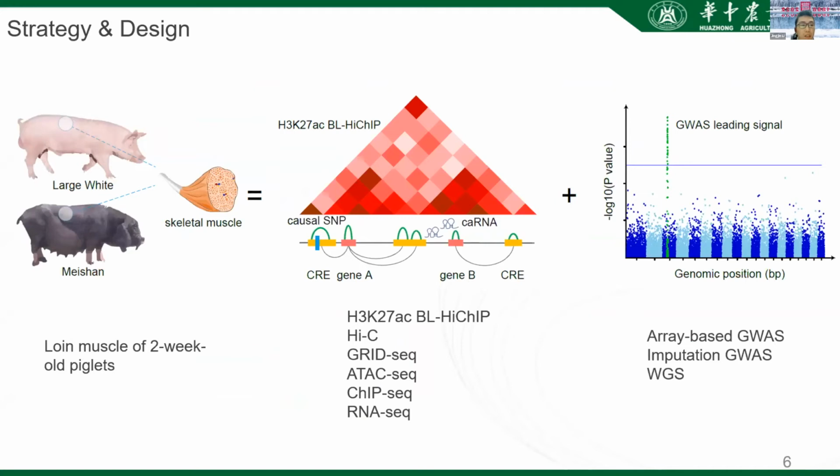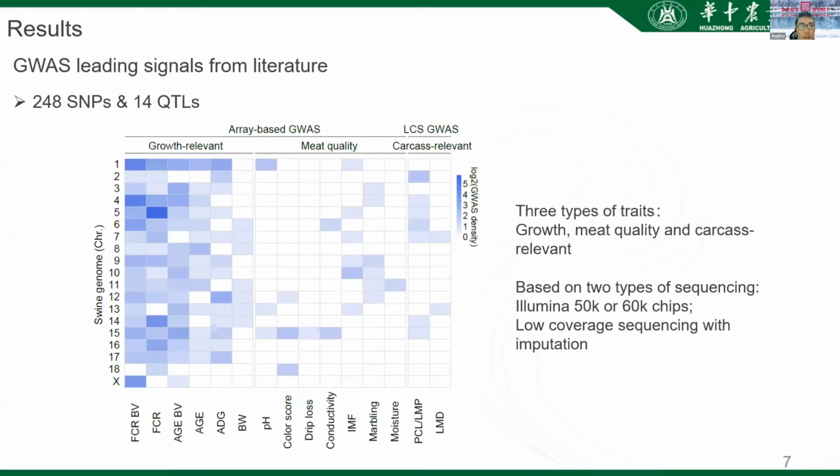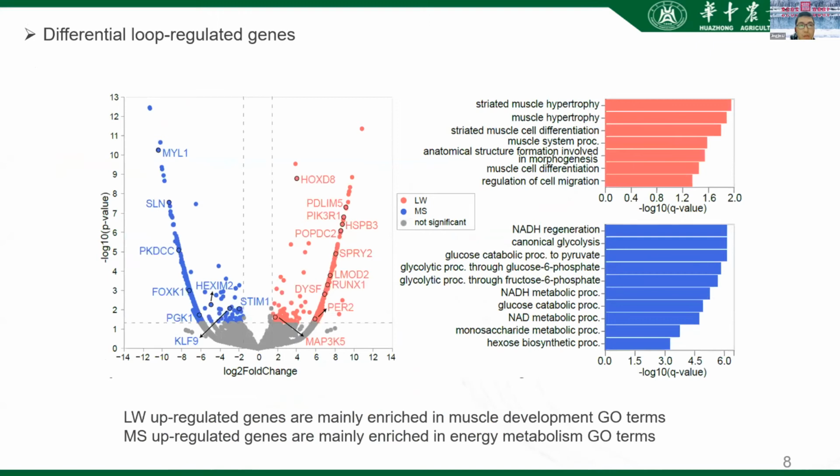We collected loin muscle from Large White animals, and we performed all these epigenetic experiments. To explain the GWAS leading signals, we collected 248 SNPs and 14 QTLs from the literature, and they can be divided into growth, meat quality, and carcass relevant traits. And here we perform the differential loop regulated, differential chromatin regulated genes.